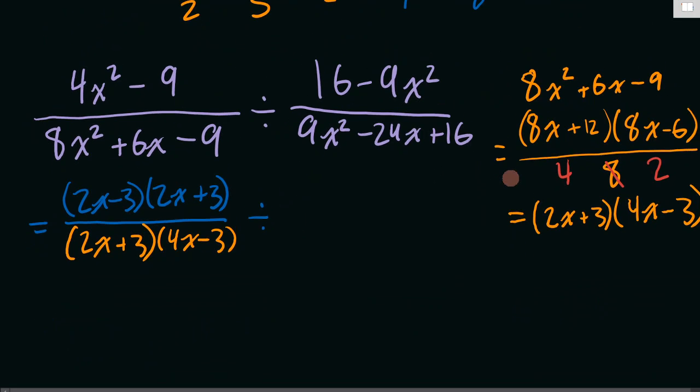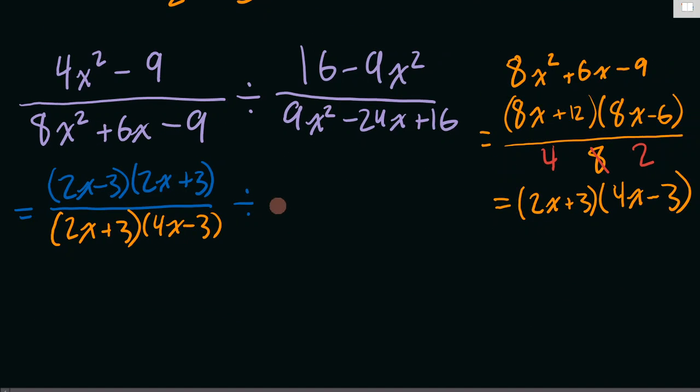So now our right-hand side. Our right-hand side, this is a difference of squares again. 16, its square root is 4. 9, its square root is 3x. So I guess I'll do my minus first and my plus second. Doesn't really matter. One's minus, one's plus.